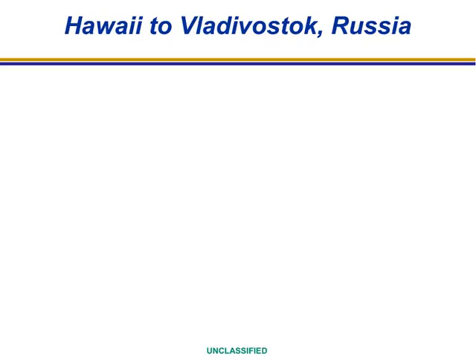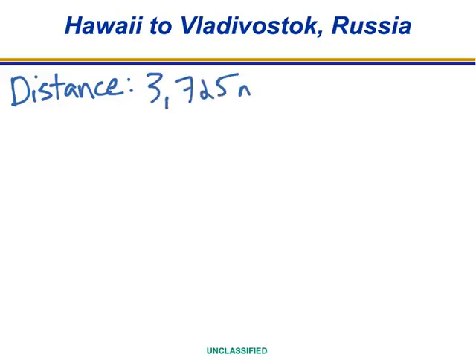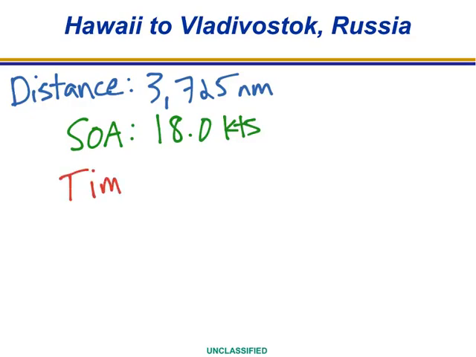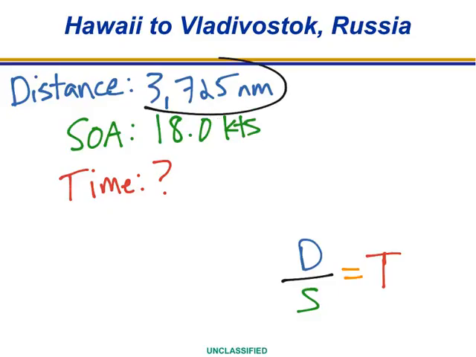So let's figure out that transit time. First, we need our distance, which is 3,725 nautical miles. We'll also write down our SOA, which is 18.0 knots. And we are looking for the time. We are going to calculate that right now. We already know that for our time, speed, distance formula, we're going to do distance divided by speed, and that's going to equal the time.